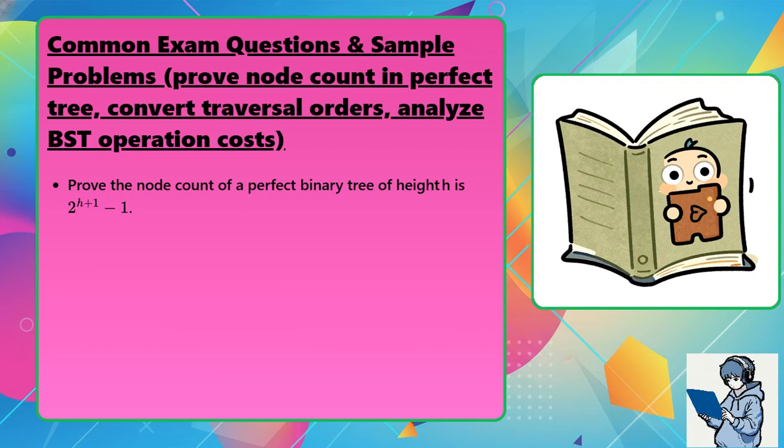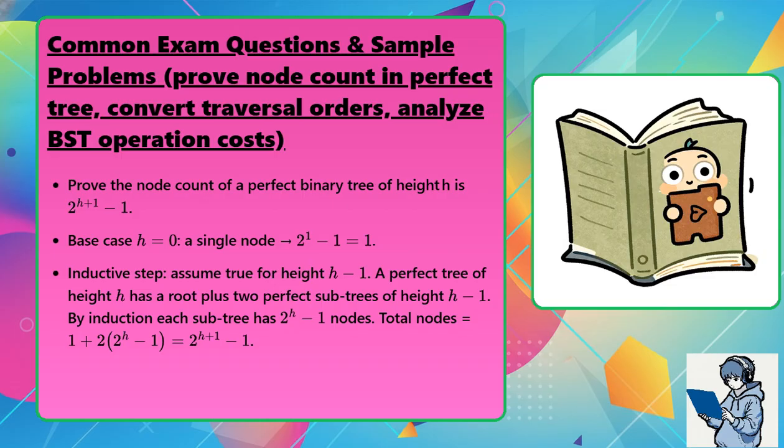Prove the node count of a perfect binary tree of height h is 2 to the power h plus 1 minus 1. Base case h equals 0: a single node gives 2 to the power 1 minus 1 equals 1. Inductive step, assume true for height h minus 1. A perfect tree of height h has a root plus 2 perfect subtrees of height h minus 1. By induction, each subtree has 2 to the power h minus 1 nodes. Total nodes equal 1 plus 2 times 2 to the power h minus 1 equals 2 to the power h plus 1 minus 1.